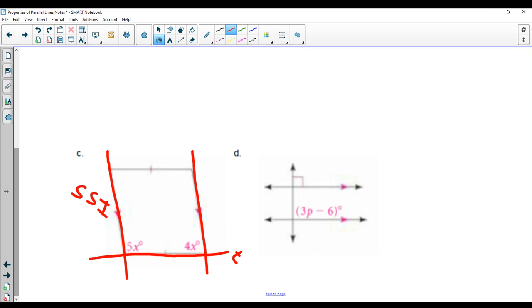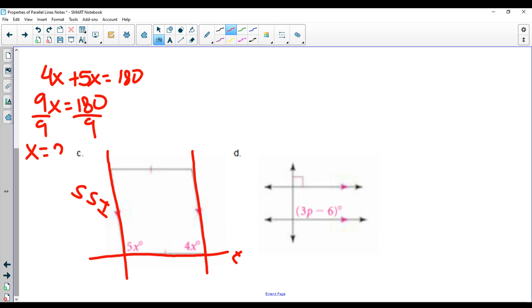Okay? So same side interiors mean they are supplementary. So I'm going to take 4x plus 5x and set it equal to 180. Let's combine like terms to get 9x, and then we're going to divide by 9. x equals 20. So we've got what x is.